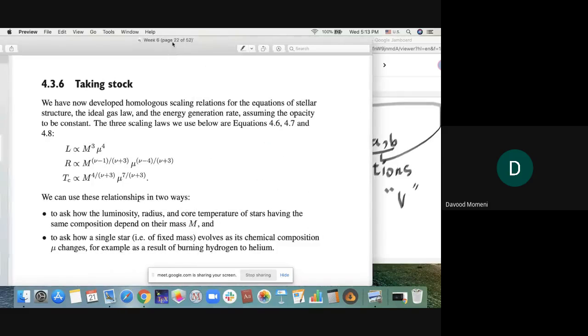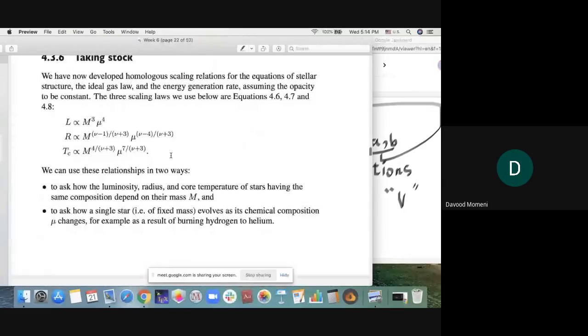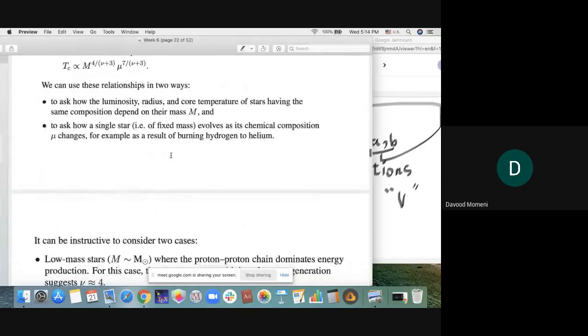We can use this dimensional analysis or scaling in different ways. One is to ask how the luminosity, radius, and core temperature of stars which have the same compositions depend on their mass. Or you can use it for one star with fixed mass and think about how the chemical energy will change, for example, when the burning of hydrogen to helium is happening.